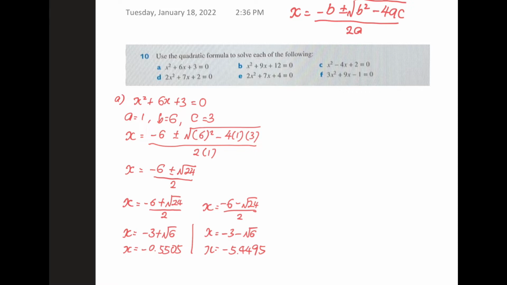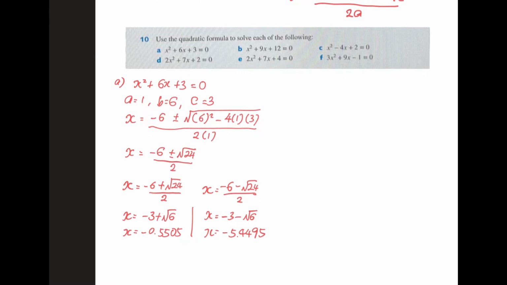Okay, so that is the first question. Why do you put it in 5 decimals? Four decimals, let's say. The question never mentioned how many decimals they want, so let's say I just fix it as 4 decimal places: 0.5505, this is 5.4495. Of course it depends on the question also. The question will mention how many decimals or how many significant figures they want. Okay, so then let's continue.